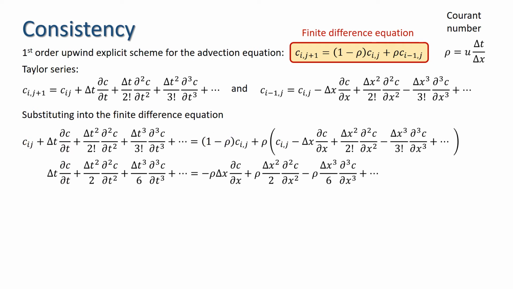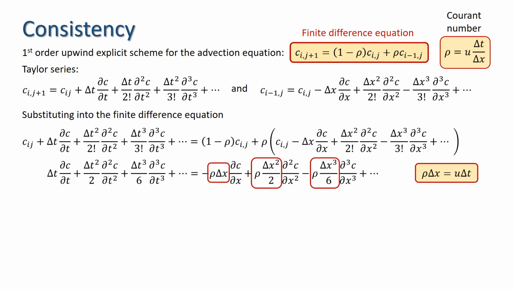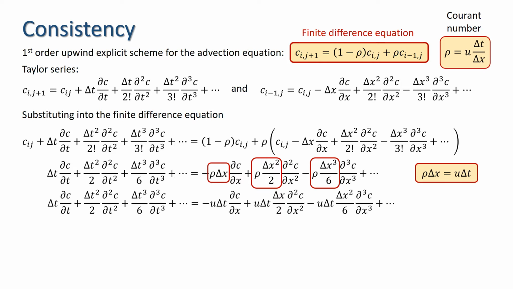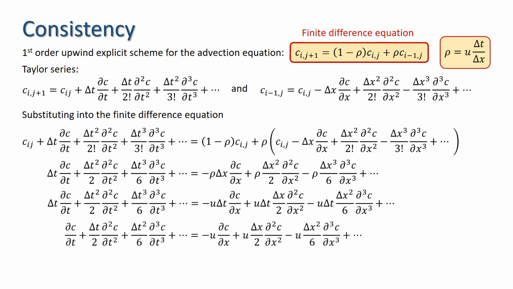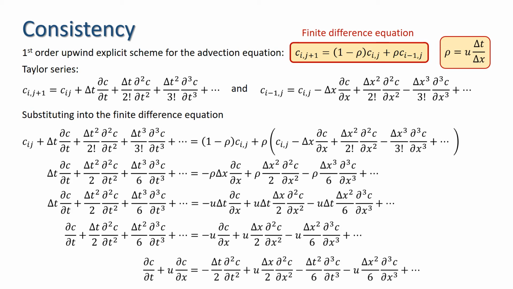Next we note that since the Courant number rho is defined as u delta t over delta x, we have rho delta x equals u delta t. If we look at the coefficients multiplying the derivatives on the right hand side of this equation, we can see that rho delta x can be replaced by u delta t, yielding this equation. We can now divide both sides of the equation by delta t, giving us this equation. A simple rearrangement yields this equation.